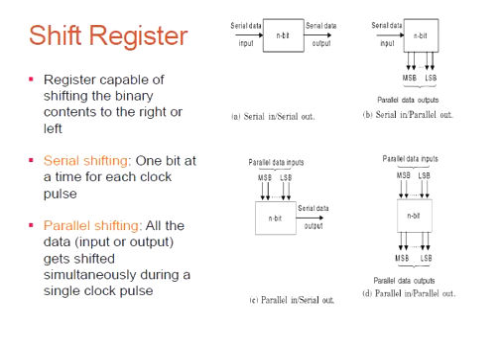There are two types of shifting. One is called serial shifting, where one bit at a time is shifted for each clock pulse. So one bit of information will be transmitted for each clock pulse. Whereas in parallel shifting, all the data gets shifted simultaneously during a single clock pulse. Depending on that, we can classify shift registers.